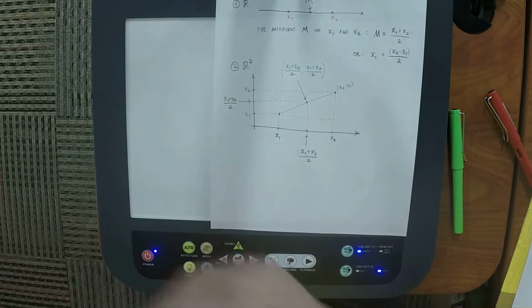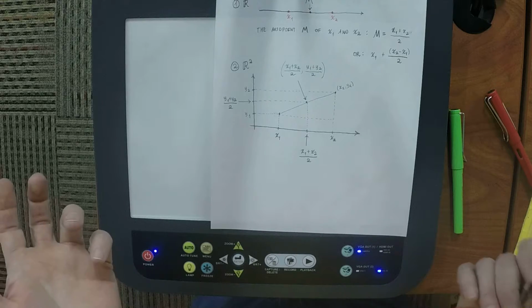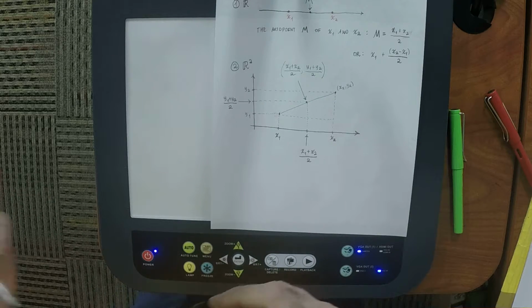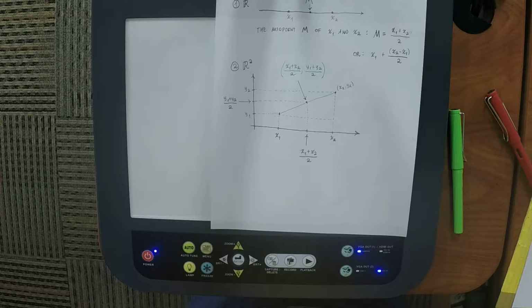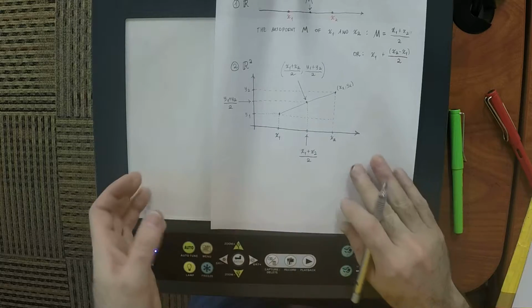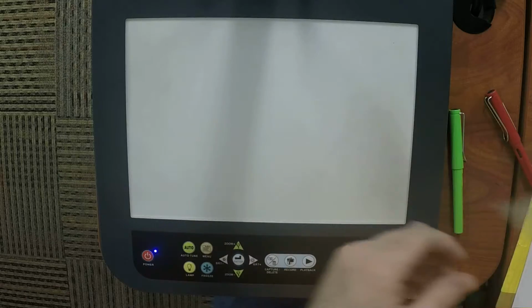And if we were dealing with, instead of a two-dimensional problem, if we were dealing with a 22-dimensional problem, and we wanted to compute the midpoint of two 22-dimensional points, then the first coordinate would be the average of the first coordinates, the second, the average of the second coordinates, the 17th, the average of the 17th coordinates, all the way down the line.